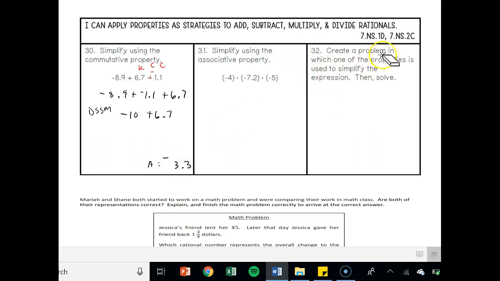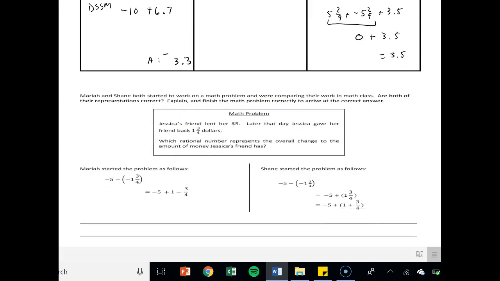Right. Number 32, it says create a problem which one of the properties used to simplify the expression then solve. So you could say something like this: 5 and 2/9 plus 3.5 plus negative 5 and 2/9, right? And I'm just using the commutative property here. So 5 and 2/9 plus negative 5 and 2/9 plus 3.5. And obviously this is 0 because of the additive inverse. And that equals 3.5. You can come up with your own if you want, but it's up to you.